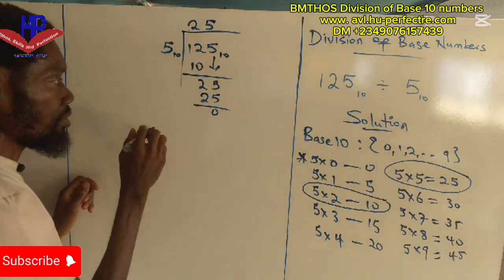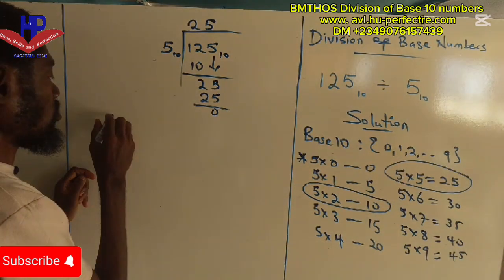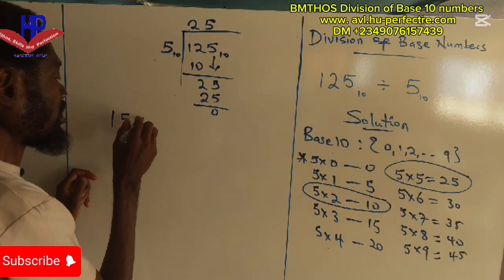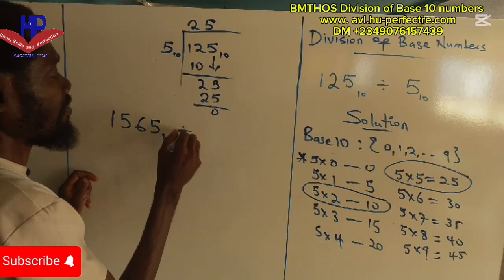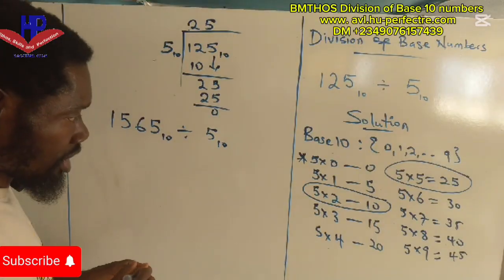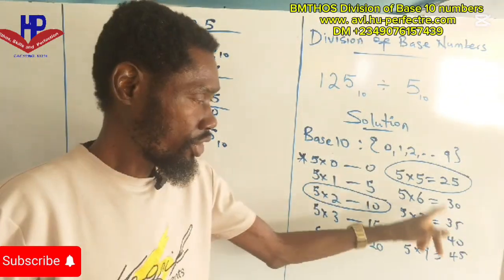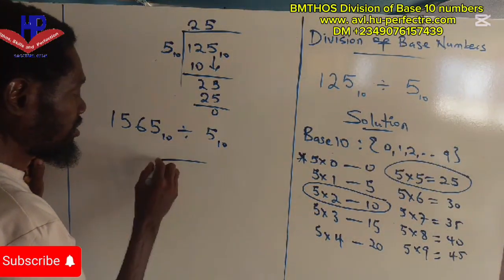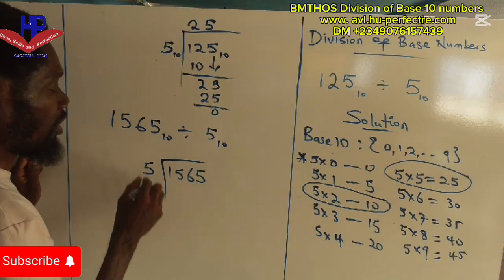Let's try another example. You're asked to divide 1,565 in base 10 divided by 5 in base 10. Let me use 5 as a divisor, because I've already multiplied 5 by the limit of base 10, and we have this result out. So to do that, draw your line. 1, 5, 6, 5. Your 5 outside.